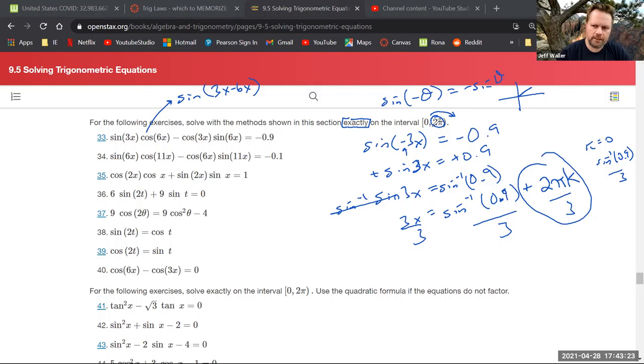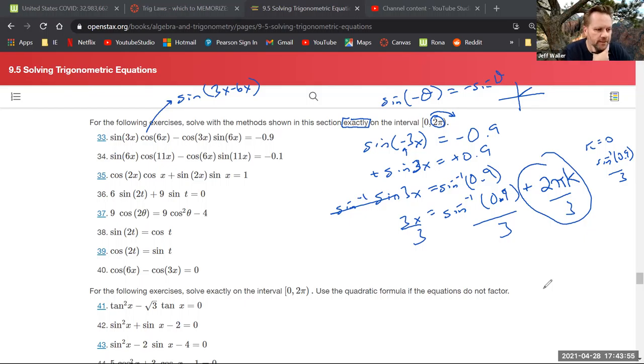Because I'm only supposed to give the answers from 0 to 2π, I can just check which values of K I can go up to that give me something that's still less than 2π. Do you guys agree with me? If K is 3, what happens? What am I adding here? Exactly 2π. And that's obviously going to be too much, because this is positive plus 2π, which is too big. So I know K can't be 3 or more.